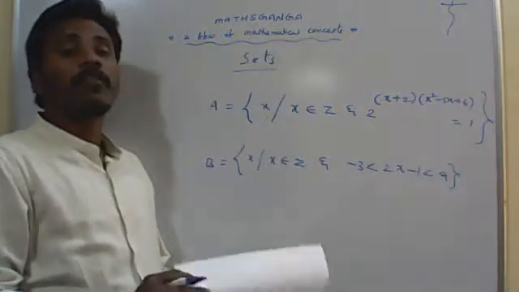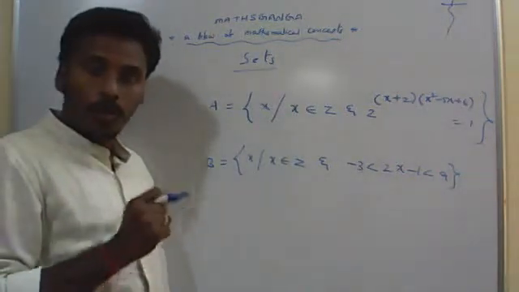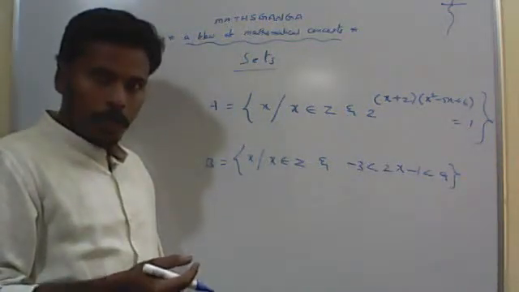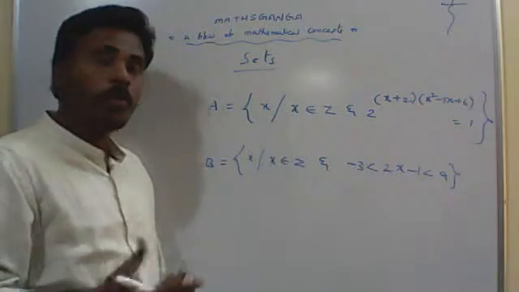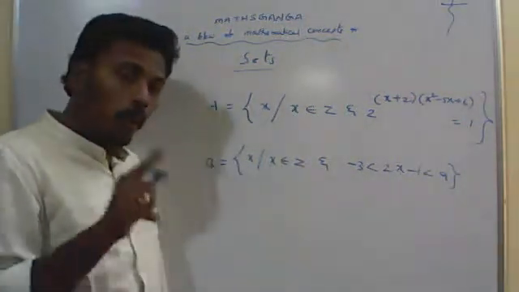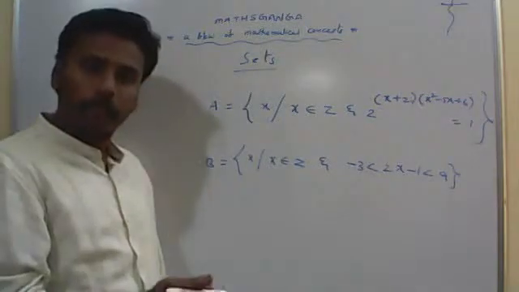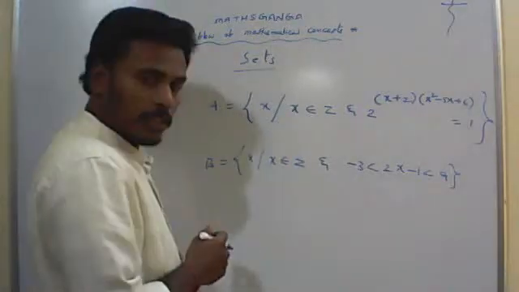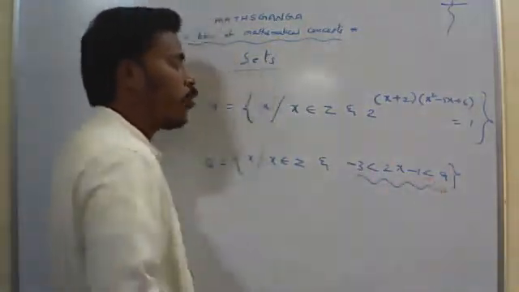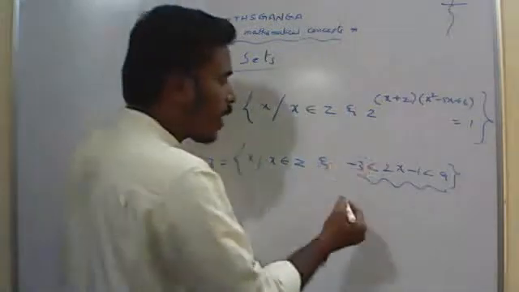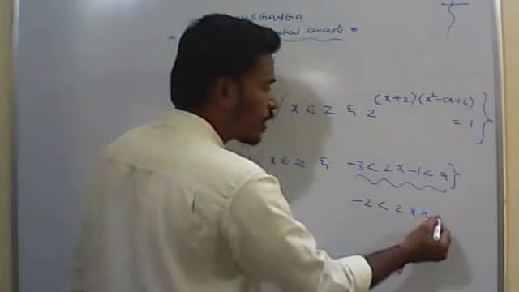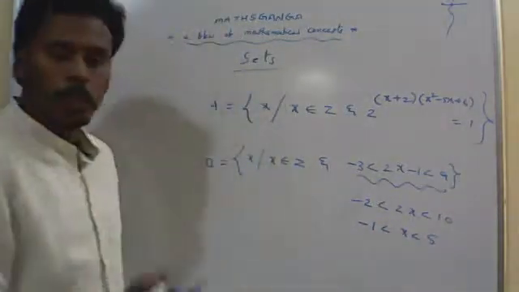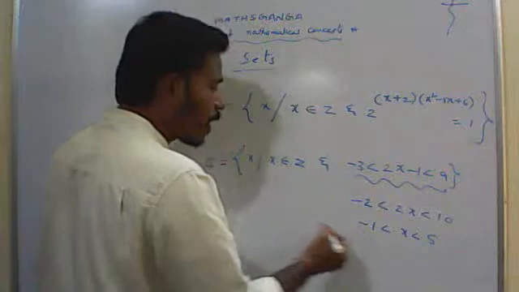They ask for the number of subsets of A cross B. To give the number of subsets of A cross B, we need to count the number of elements of A cross B. For that, we need the number of elements of A as well as of B. So how many elements will be there in set B? This is given as minus 3 less than 2x minus 1 less than 9. If we add 1 everywhere, minus 2 less than 2x less than 10. Divide by 2, minus 1 less than x less than 5.